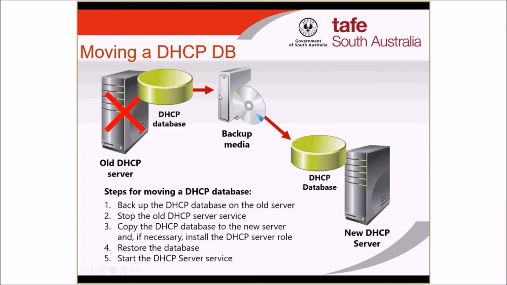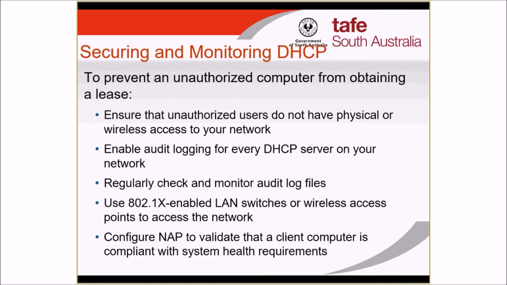Obviously this database is going to contain information, isn't it? That information could be very sensitive because it gives you basically the IP addresses of potentially all your important servers that you make reservations for. So you should secure and monitor your DHCP server to prevent unauthorized computers from obtaining a lease. For example, what if someone just plugs in their computer? They could get an IP address quite easily. That's how it normally works.